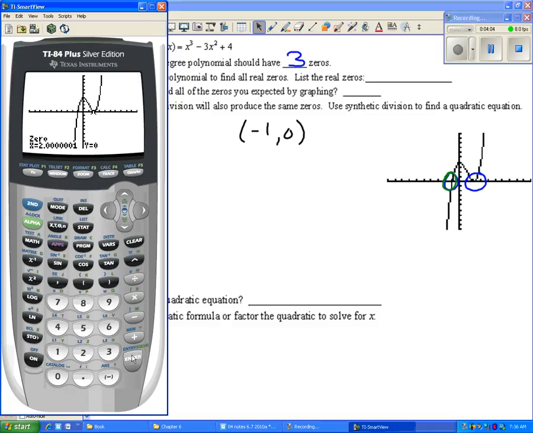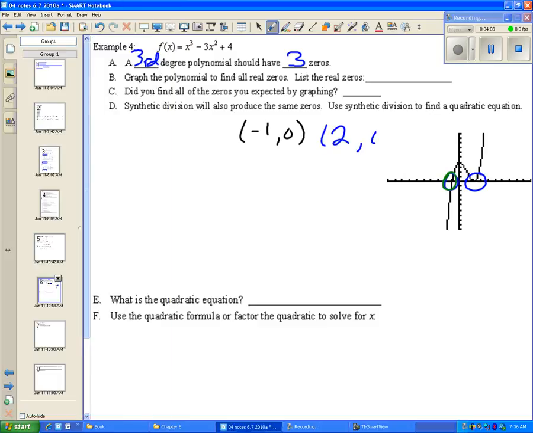Realize the calculator isn't as smart as we are. We do need to say that this is 2, 0. And we need to know that that's a double root because it's at the bottom of a vertex like that. That's a double root. So my real zeros are negative 1 and 2. Did you find all the zeros you expected by graphing? Yes. Synthetic division will also produce the same zeros.